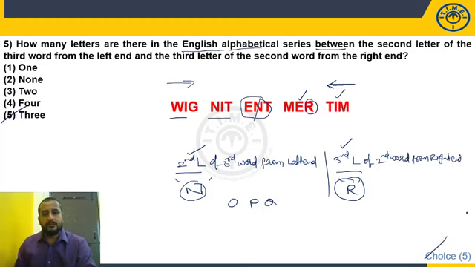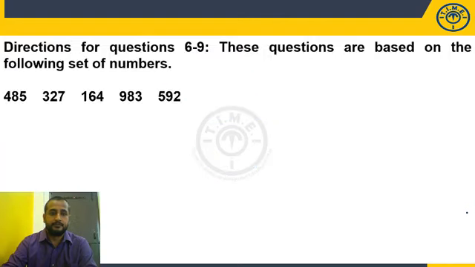Right? As we discussed at the beginning, you may be given words or you may be given numbers also. Now let's see the next model with the numbers. Directions for questions 6 to 9: these questions are based on the following set of numbers. Generally they will give you 5 numbers, not more than that, and not less than that. In almost all the exams they will give you 5 numbers only.